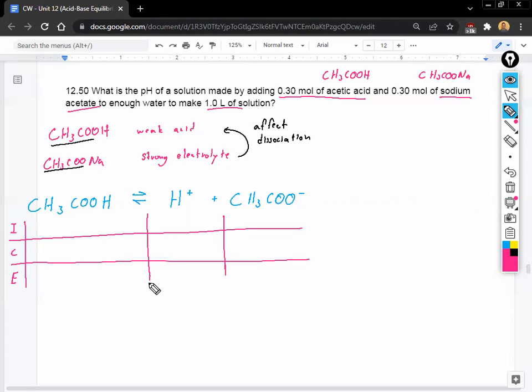Okay, now we need to start filling in our ICE table. Let's start with our acid. How many moles of the acid do we start off with? 0.3. And since it's 1 liter, we don't need to divide it, but I'm going to label it moles, okay?